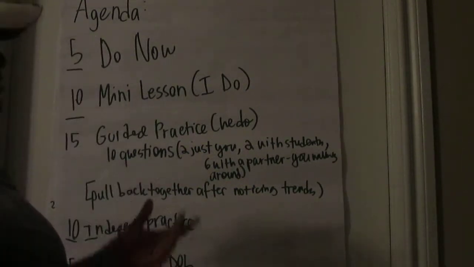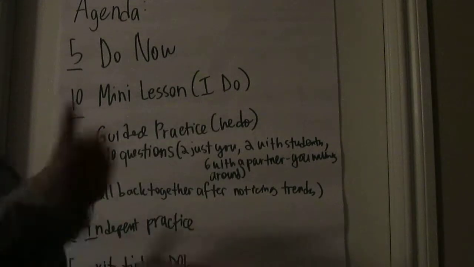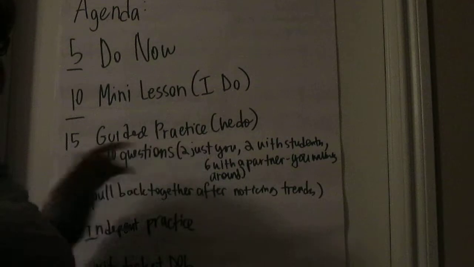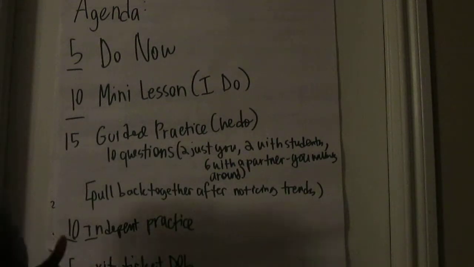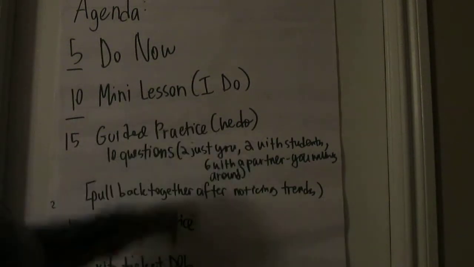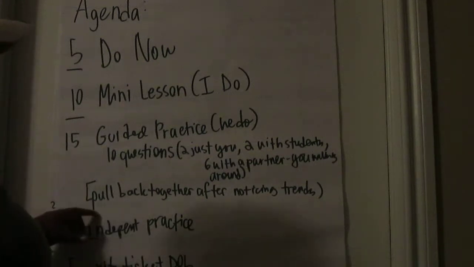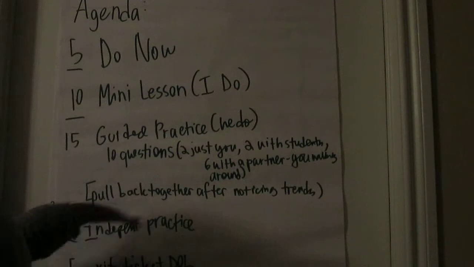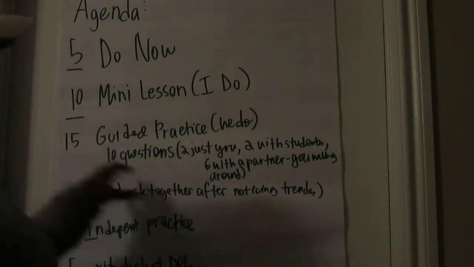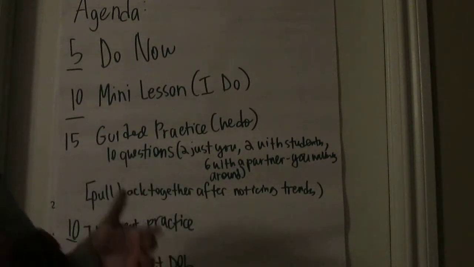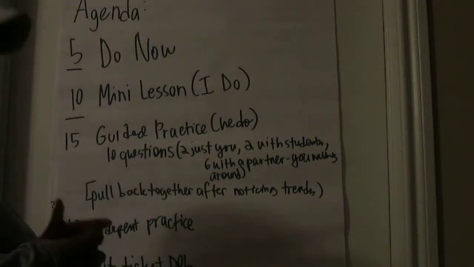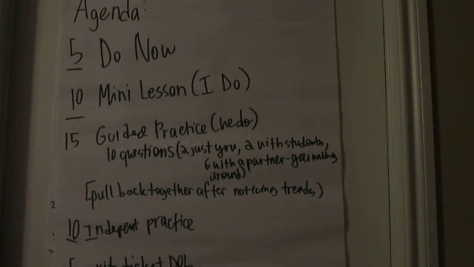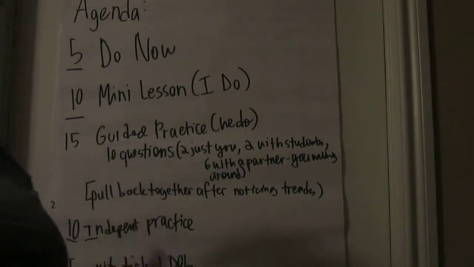10 minutes for a mini lesson, which of course is the I do portion of you actually teaching, 15 minutes of guided practice, which is we do, students actually getting the opportunity to practice themselves, but with your guidance. And it's also the time when, before you transition into independent practice, you pull back for students, and if you notice trends during guided practice, you actually go back then and address those trends. Then you allow students to go into independent practice for 10 minutes. This is silent and by themselves.